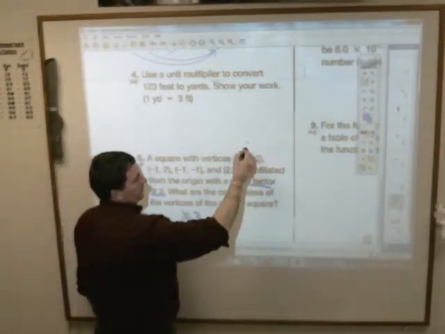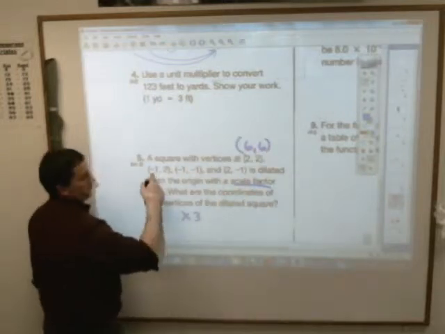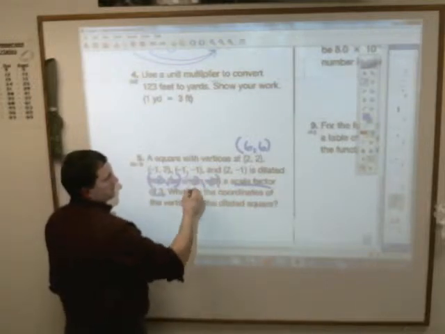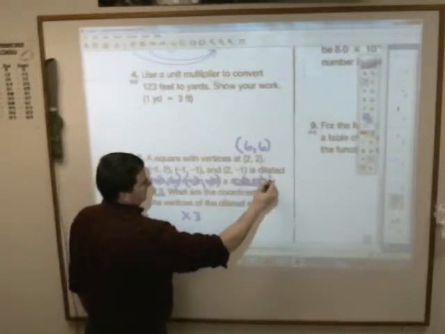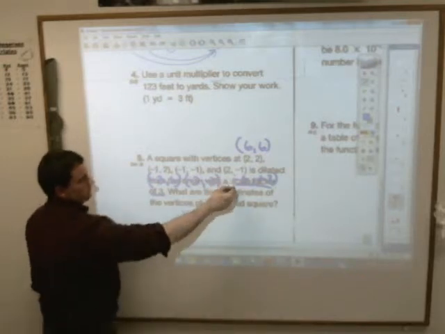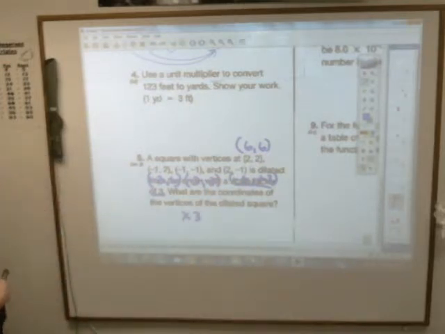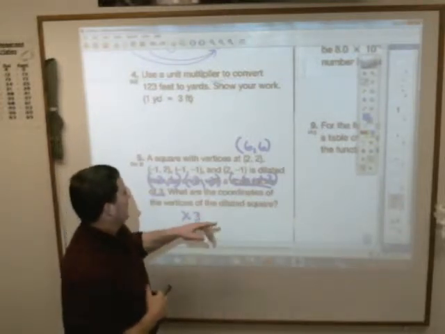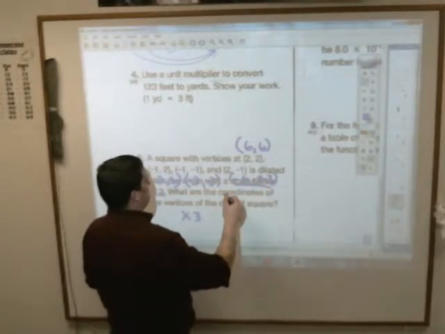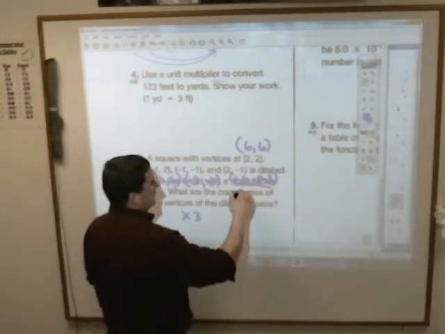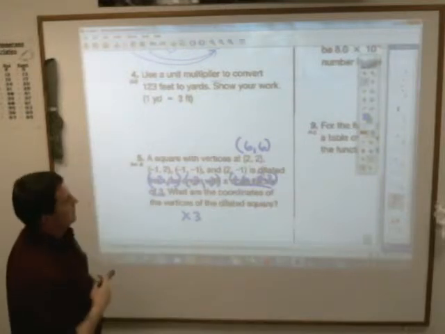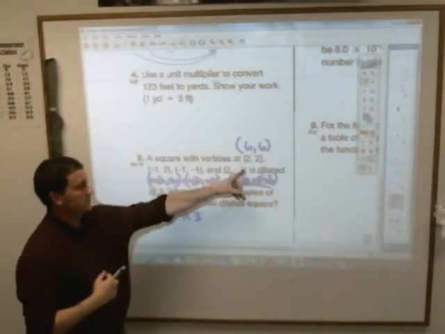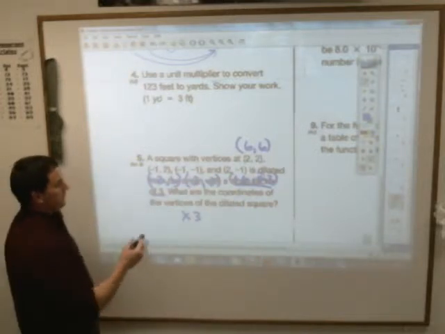In other words, this point will become 6 comma 6. This point will become negative 3 comma 6. This will be negative 3, negative 3, and this will be negative 6 comma positive 3. Yep, multiply by 3. Wait, did I do it wrong? No. Oh, I'm sorry, be negative 3, sorry. Yeah, this is positive 6, oh no, suddenly I went into the negative mode. Multiply 3 by every number. It's a scale factor of 3.